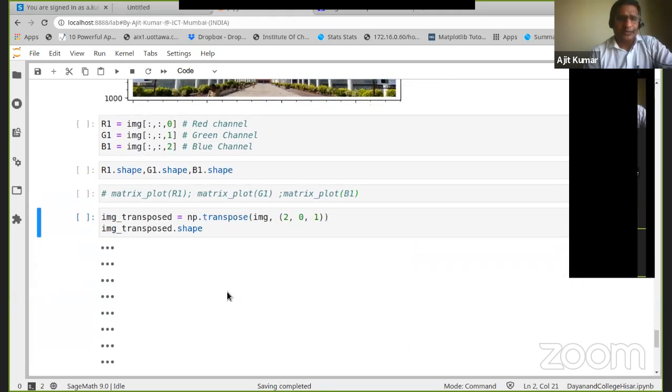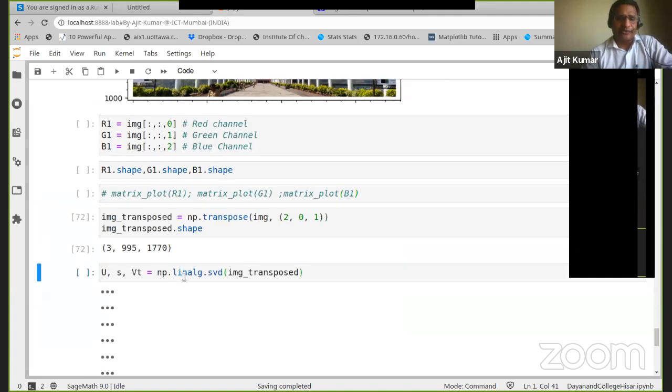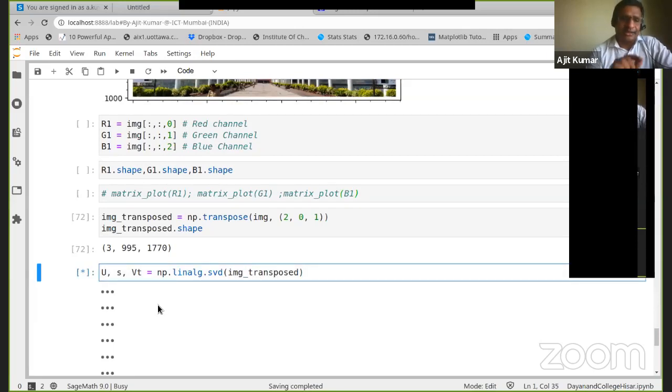Okay, now let us transpose this matrix, because the third dimension here is for the image, the color, and then you apply singular value decomposition to this matrix, the compressed, the transformed image, right? It is taking little time because this matrix is of size 995 times 1770. That's a fairly large size matrix. So let us just wait. Star means it is doing the computation.